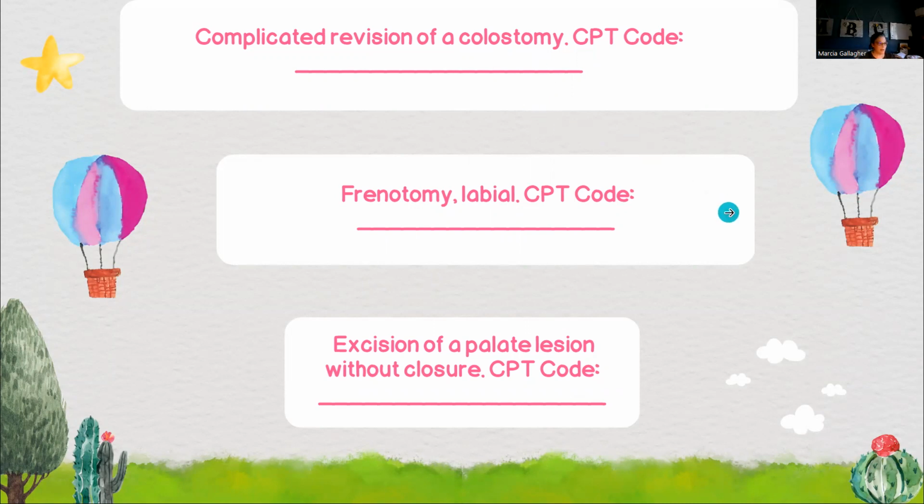The next one is a frenotomy, labial. You're going to go frenotomy, page 1114. Then lip, because it's a lip. And it only gives you 1 code. The next one is an excision of a palate lesion without closure. So you're going to go excision, lesion, and then palate. It gives you a choice of 3 codes, 42104, 42106, and 42107 are your choices.